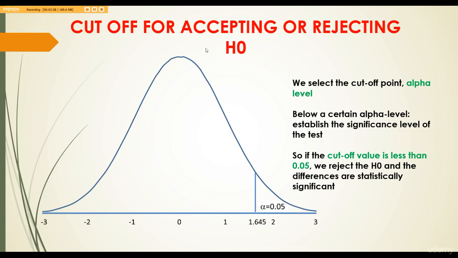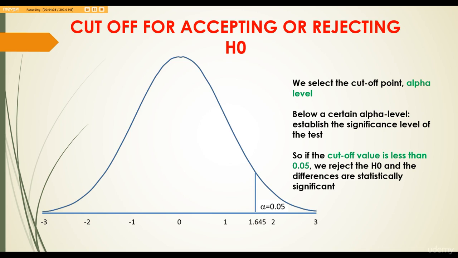So now when we discuss how far, and at what level we reject the null hypothesis, we have a cutoff for accepting or rejecting the null hypothesis, and this is something that has been defined in literature and is the same for almost all disciplines. We select a cutoff point called the alpha level like so, and below a certain alpha level we establish the significance level of the test. So if the p-value is less than 0.05, we reject the null hypothesis and assume that the differences are statistically different.